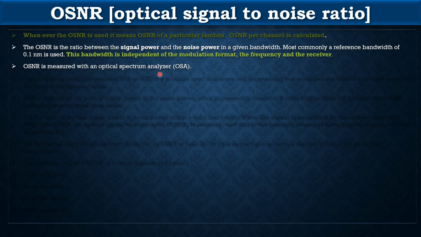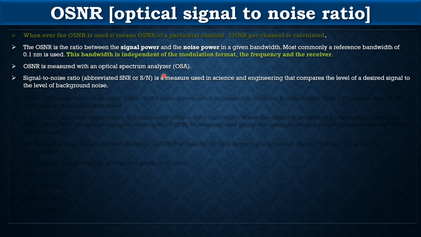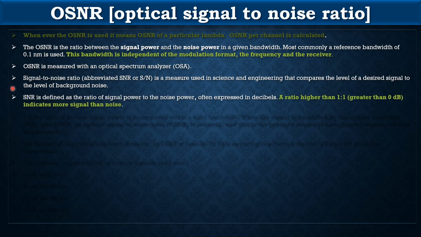OSNR is measured with the optical spectrum analyzer. Multiple signals, or multiple lambda you can say, are passing through the fiber. So if you want to see the OSNR for a particular lambda, or the OSNR value for all the lambda traversing through the fiber, you need equipment which is known as the optical spectrum analyzer. Signal to noise ratio is used in science and engineering, and compares the level of desired signal to the level of background noise.